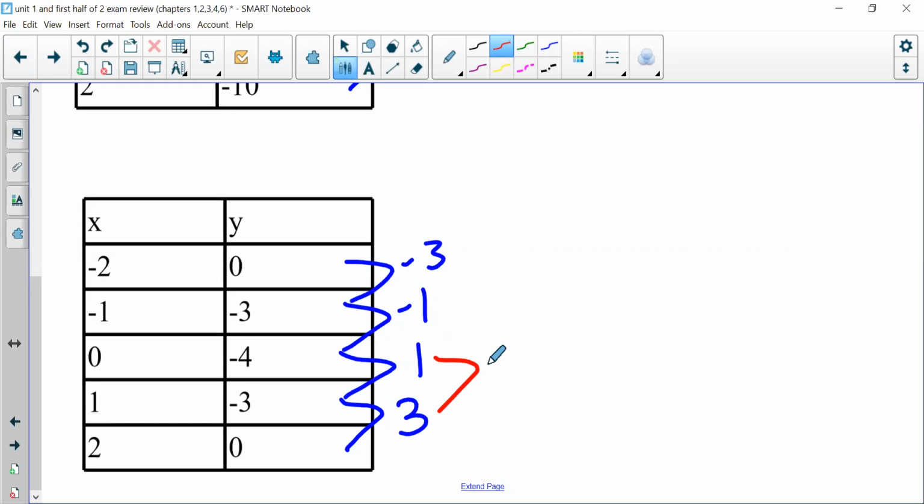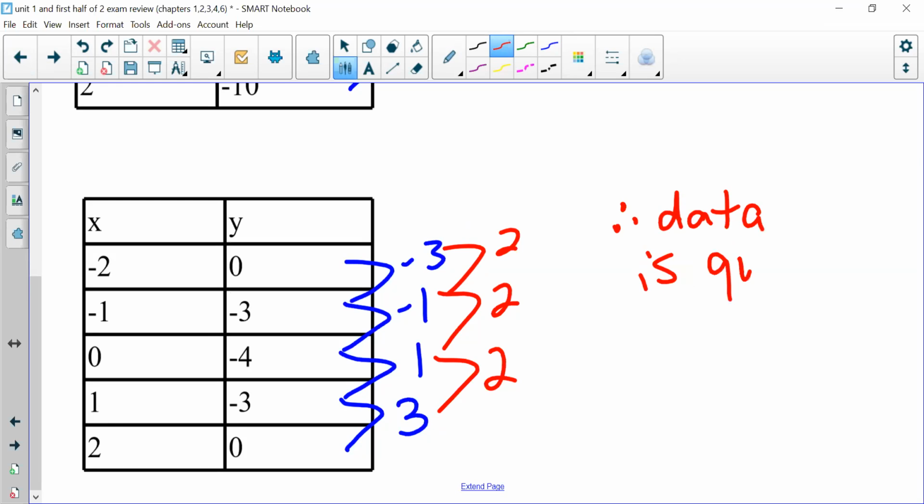Good. So what's 3 take away 1? 2. And then that would be 2. Yep, that would be correct. 2. Awesome. So what's this data? Quadratic. Very good. If your second differences are constant, the data is quadratic.